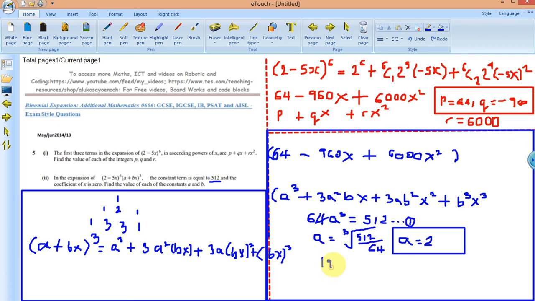192. So that's 64 times this, a square b. Then x. So that's the coefficient of x. So that one is confirmed. So that's the first coefficient of x.